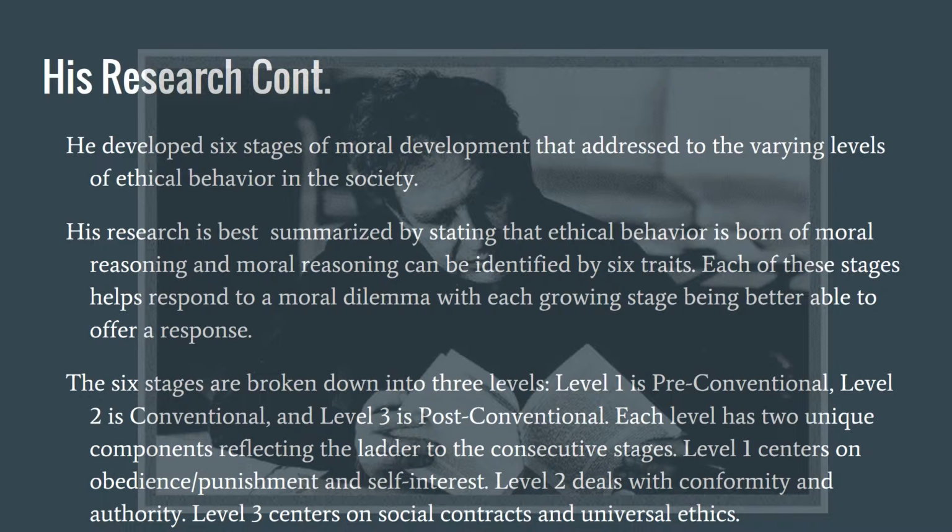The 6 stages are broken down into 3 levels. Level 1 is pre-conventional, level 2 is conventional, and level 3 is post-conventional. Each level has 2 unique components reflecting the ladder to the consecutive stages. Level 1 centers on obedience, punishment, and self-interest. Level 2 deals with conformity and authority. Level 3 centers on social contracts and universal ethics.